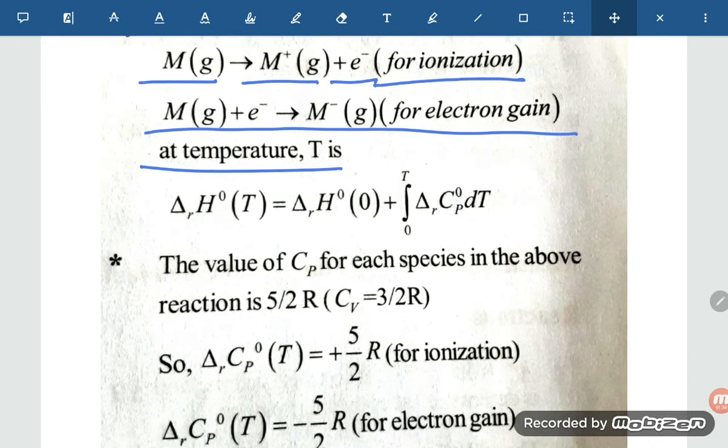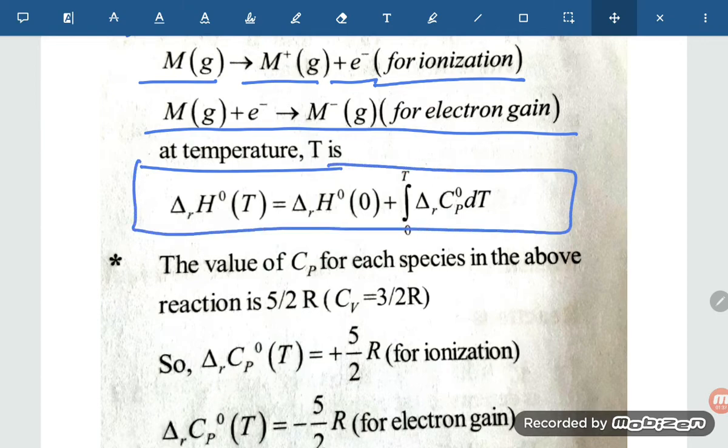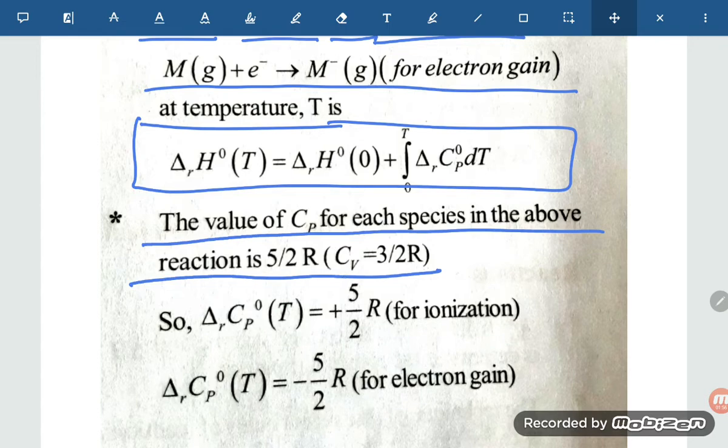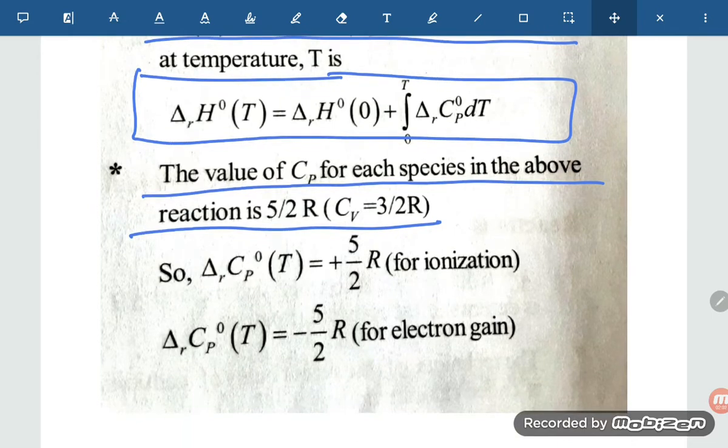At a particular temperature T, we can give the equation: delta rH naught at T is equal to delta rH naught at 0 plus the integration of delta r Cp dT. The value of Cp for the species in the above reaction is 5 by 2 R, and Cv is equal to 3 by 2 R. Delta r Cp naught is equal to plus 5 by 2 R for ionization enthalpy, and delta r Cp naught is equal to minus 5 by 2 R for electron gain enthalpy.